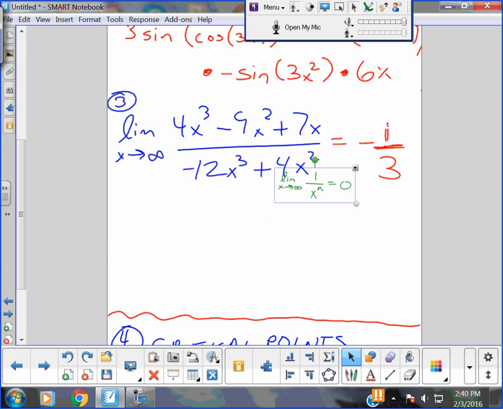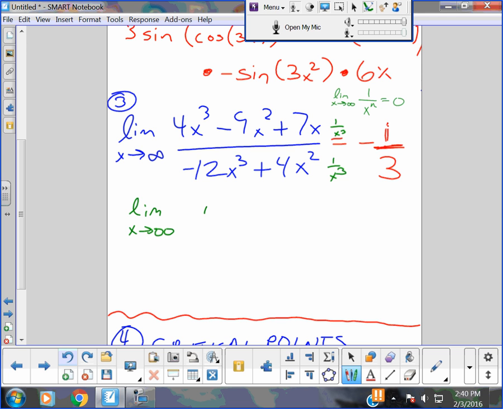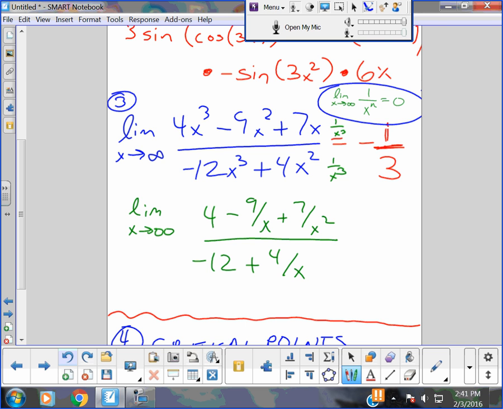We look at these statements and we say, hey, I can multiply the top of that limit by 1 over x cubed and the bottom of this limit by 1 over x cubed. That's the highest order in the problem. Do we all agree? So when I do that, I get the limit as x goes to infinity, when I distribute 1 over x cubed, of 4 minus 9 over x plus 7 over x squared over negative 12 plus 4 over x. You guys agree? I just made a rule here that we've got to know.